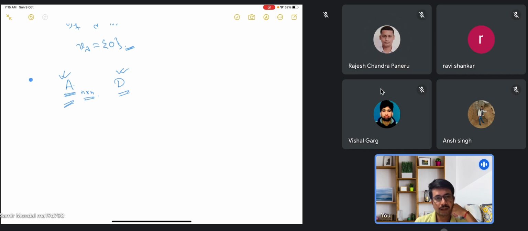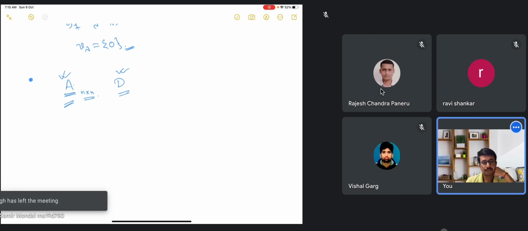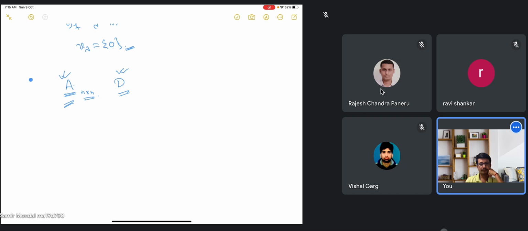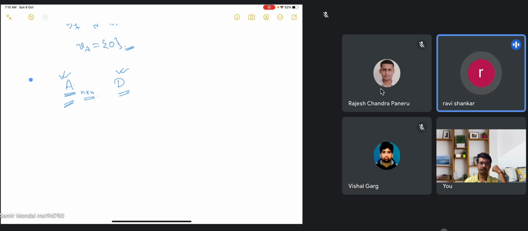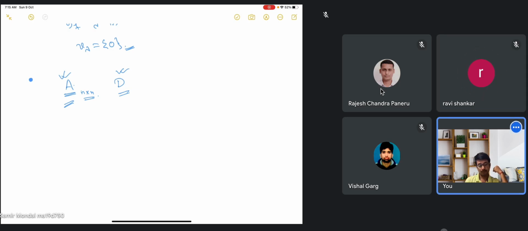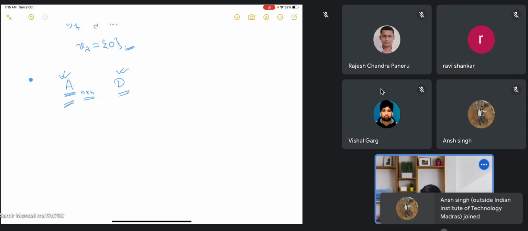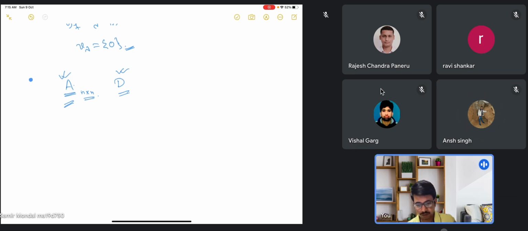Yes, sir. Understood my point, Vishal? Ravi, understood? Yes, sir. This is our main aim. We want to find a simpler form of A such that all properties of A will be preserved by the simpler matrix form. Okay, is it? Ans, could you understand? Yes, sir. Okay, this is our basic aim.